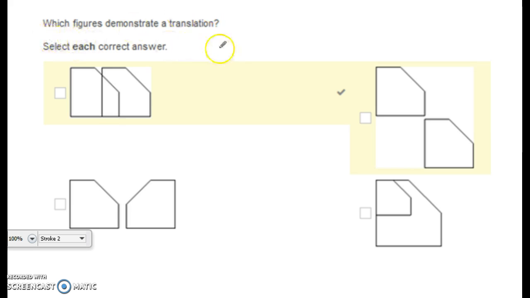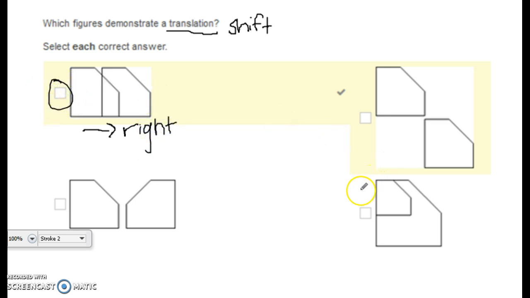Alright, which figure demonstrates a translation? Now remember, a translation is just a shift. We're going to move it up, down, left, right. We're just shifting it. We're not flipping it. We're not turning it. We're just shifting it. So if you take this original one, I think you can see that we're just shifting it or scooting it to the right. So this one is a translation.